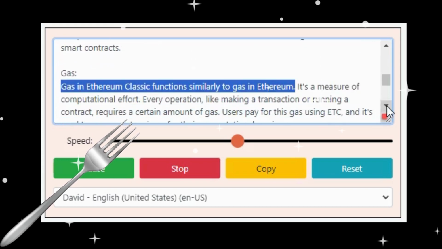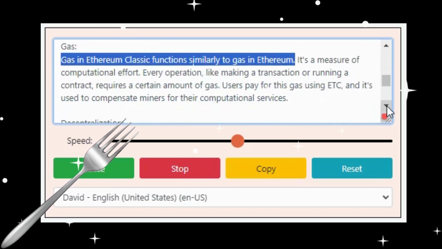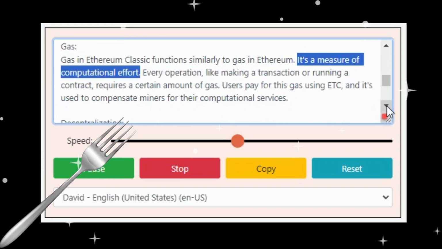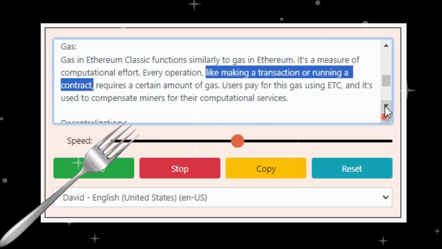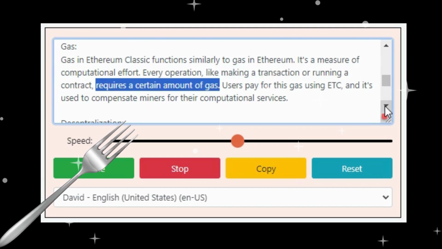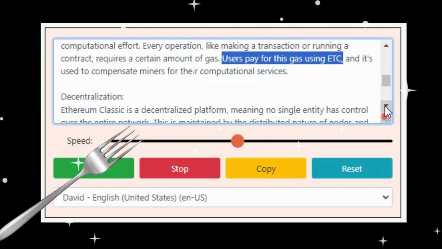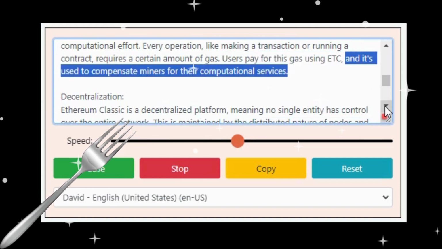Gas. Gas in Ethereum Classic functions similarly to gas in Ethereum. It's a measure of computational effort. Every operation, like making a transaction or running a contract, requires a certain amount of gas. Users pay for this gas using ETC. And it's used to compensate miners for their computational services.